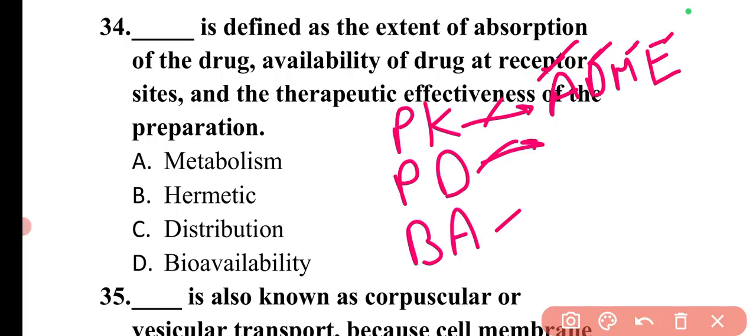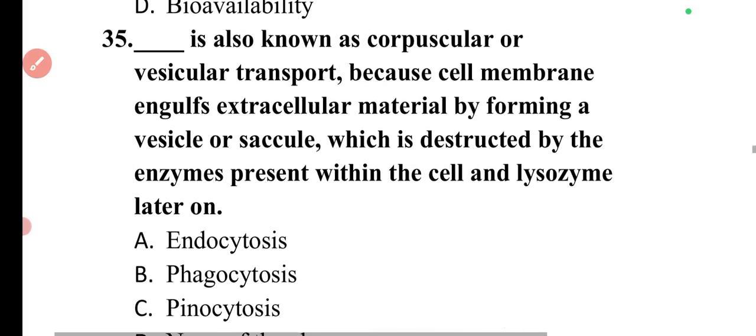Then there is pharmacodynamics. This is the opposite, what the drug does to the body. So what are the main actions? What is the mechanism of action? What are the different side effects? So these effects come under the pharmacodynamics part. And bioavailability means, regarding the drug, how much drug is reaching the actual site where the drug will produce its action. So that is bioavailability. Now we can move to the next question.